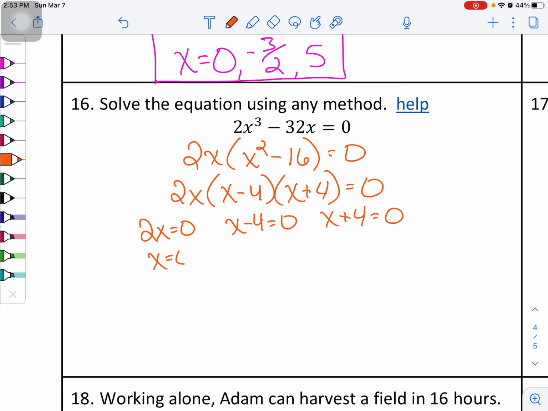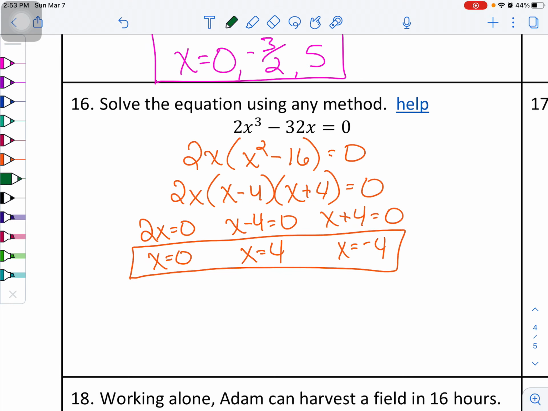Now I'm going to take each factor, set it equal to 0, and see what kind of zeros I get. 0 divided by 2 is 0. I'm going to add 4 to both sides, so x equals 4. Subtract 4, I get x equals -4. And there are my 3 answers to number 16: 0, 4, and -4.